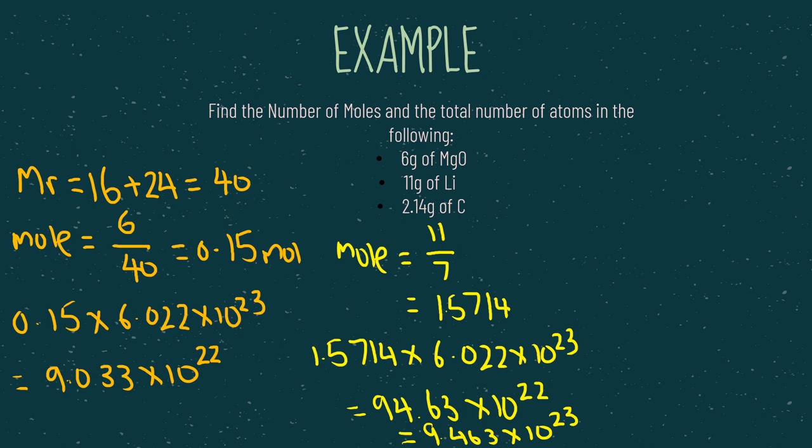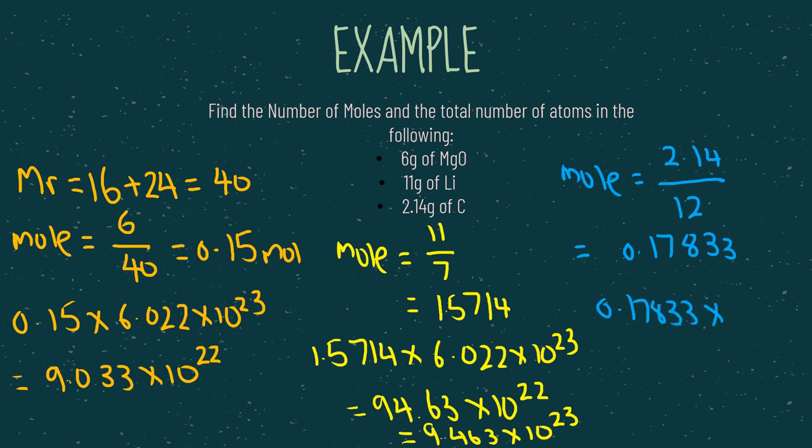Okay, so last but not least, we have carbon. So 2.14 grams of carbon. From the periodic table, we know that carbon has an atomic mass of 12. So we find the mole first. Mole equals 2.14 divided by 12. And this gives us 0.17833. Then next we need to find the number of particles of carbon. So we take 0.17833 times Avogadro's constant. I'm just going to write A here. And this will give us 1.074 times 10 to the power of 23. So that's the answer for carbon.